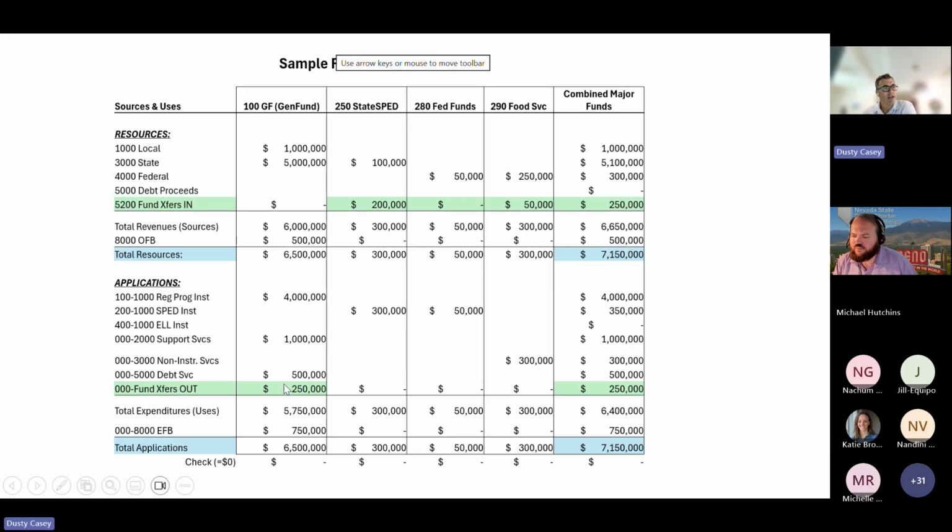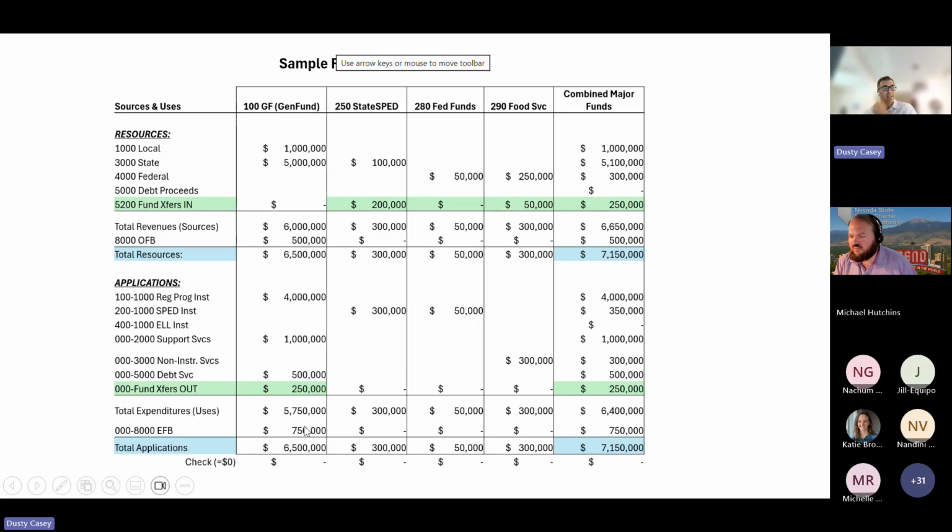That's the general fund. So this school needed a combined $250,000 of transfers in to balance out these other funds. It's one line item coming out of the general fund down here. It's an expenditure to the general fund. The general fund writes a check over to special education for 200,000, writes a check over to 290 food service for 50 to help those become whole, essentially. Because remember, these are separate, totally separate entities within your school.